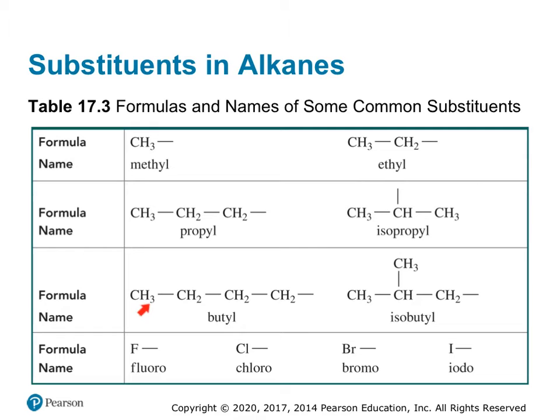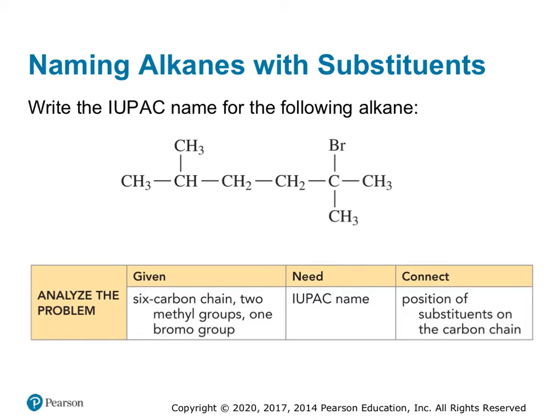We have 4 carbons, 1, 2, 3, 4, known as, instead of butane, butyl. And if it's arranged similarly with the 3rd carbon in the middle, it's known as isobutyl. We don't see that one very often. And then, of course, we have the fluoro, chloro, bromo, and iodo substituent groups. So now we're going to use these substituent groups and learn how to write the name for branch chain alkanes.